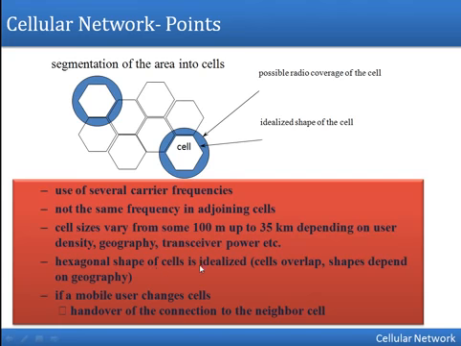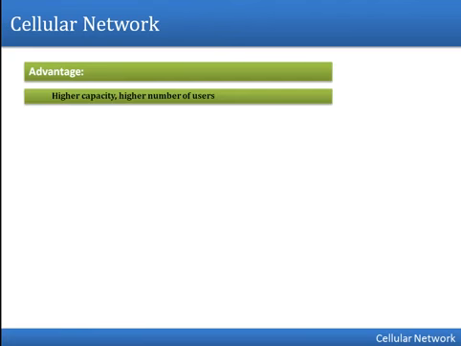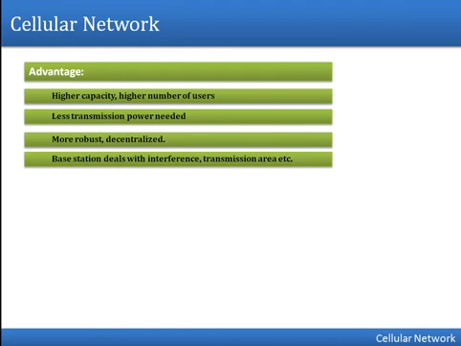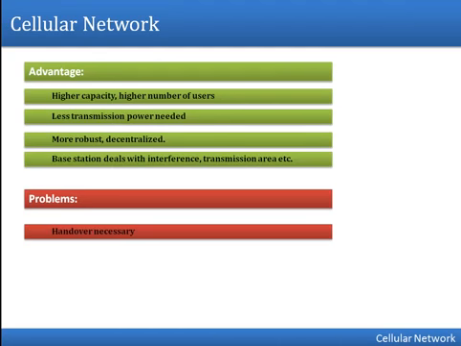Hexagonal shape of cell is idealized, we have already seen why. And if a mobile user changes cell, there will be a handover. Okay, so we have seen these points.